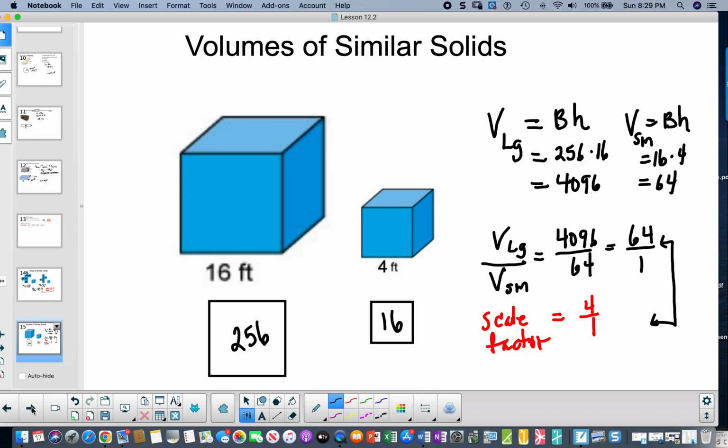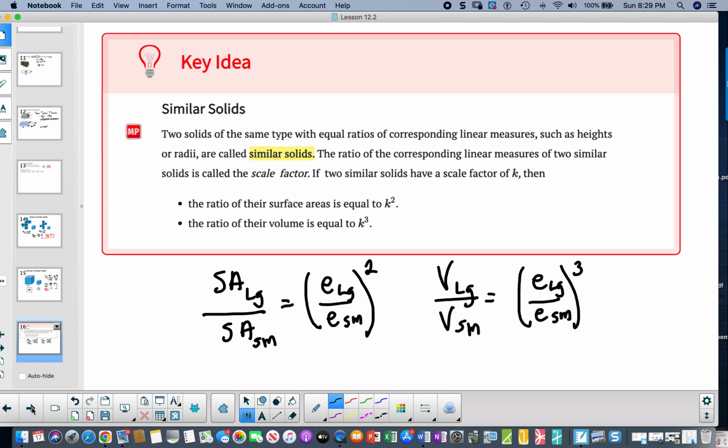And that leads us to this key idea. When we have similar solids, and similar solids are solids that have corresponding linear measures such as heights and radii that have a scale factor, the ratio of the surface areas will be the scale factor, or the ratio of the edges, squared. When you want to compare the two volumes, you're going to be taking the scale factor cubed.